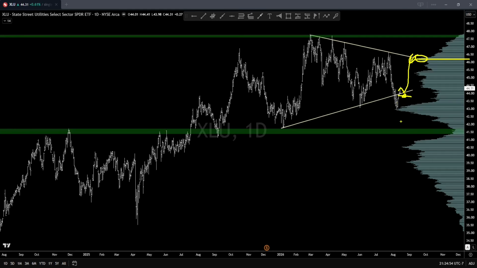Now again, this could come up and do a false breakout, a reclaim, basically a break and retest, and then come back down to this 41.50, and that would be the next area that I would be looking for a possible swing long.